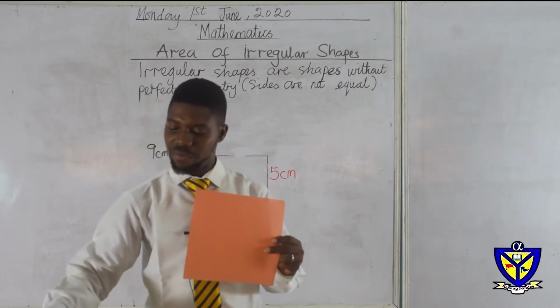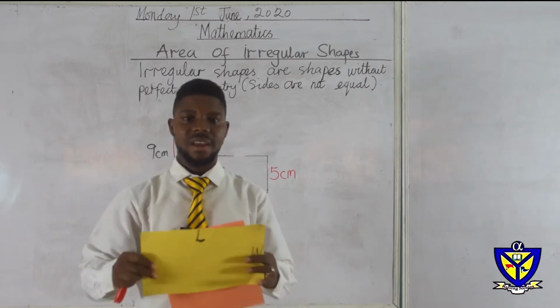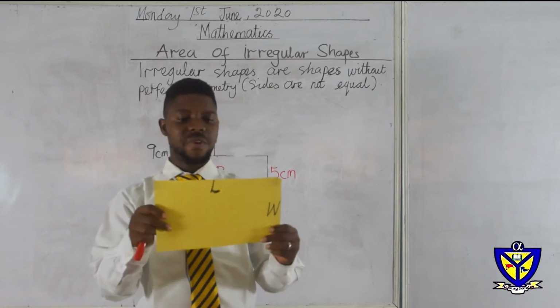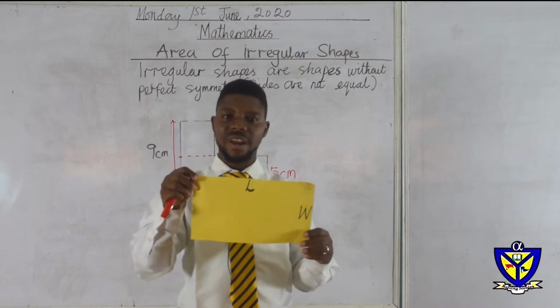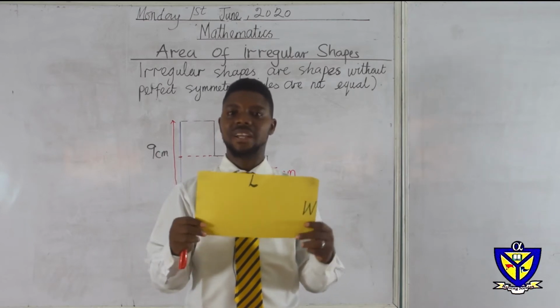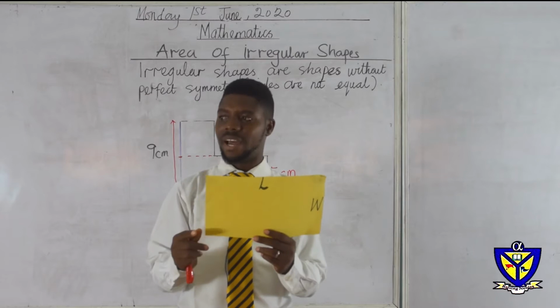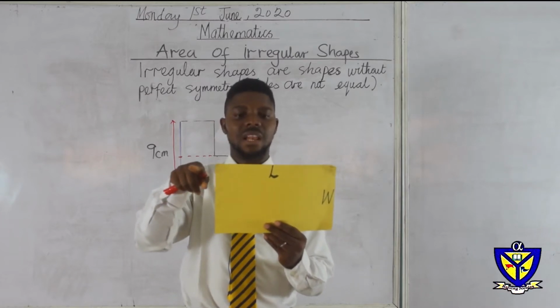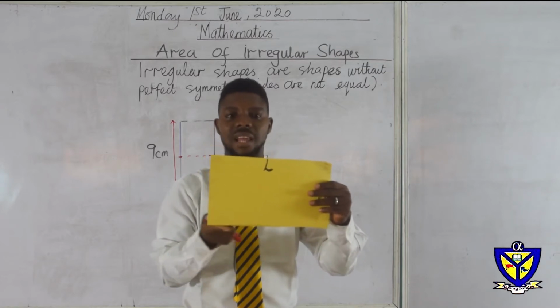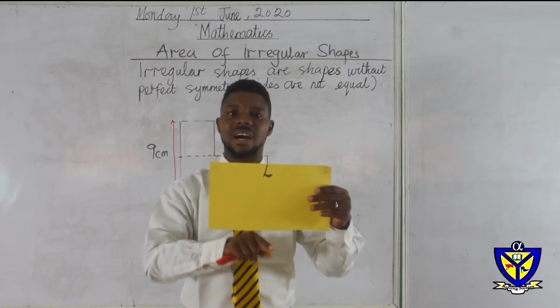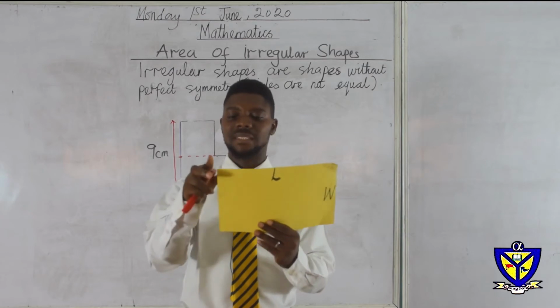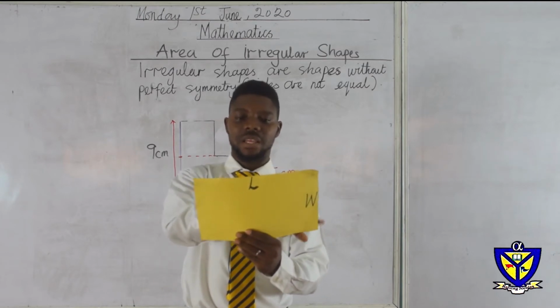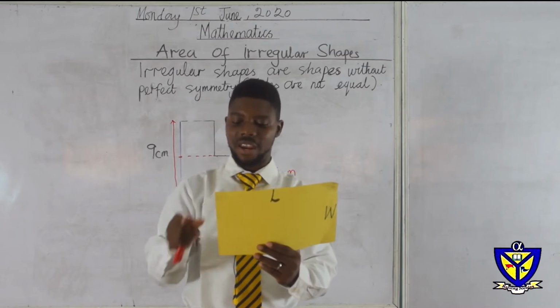And here with me, I have a rectangle. Yes, a rectangle. You can see a rectangle has two equal sides. The opposite sides are equal. Here, this is the length, and this is the length. These two sides are equal sides. This is the breadth, and this is the breadth. The two sides here are equal.